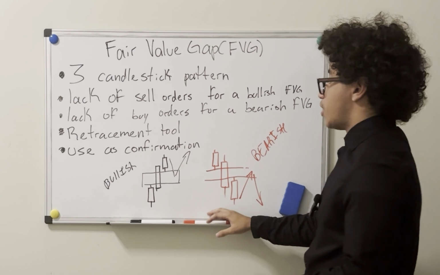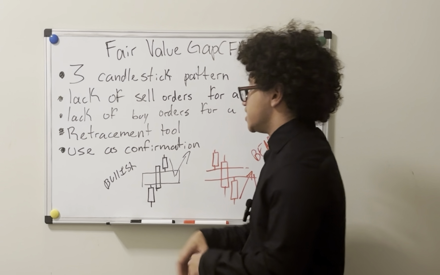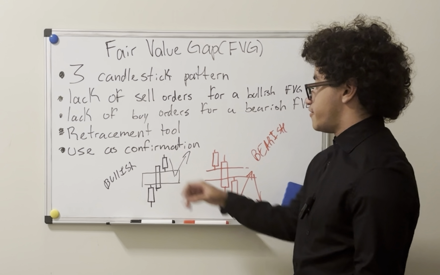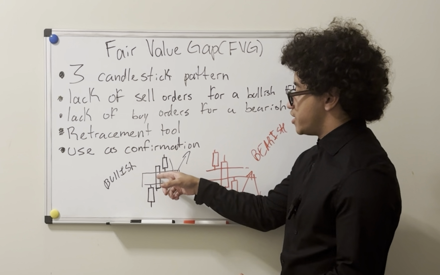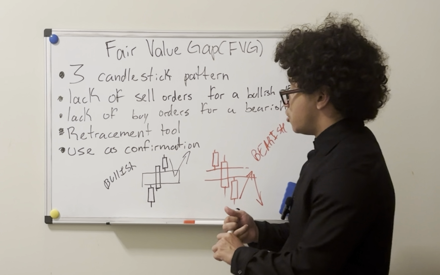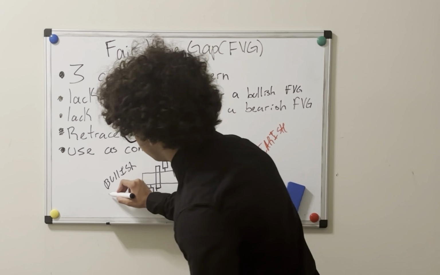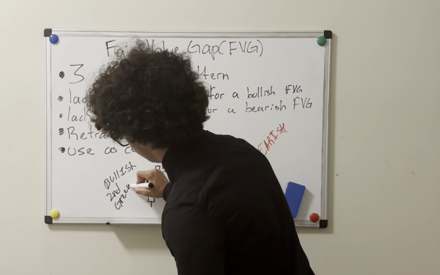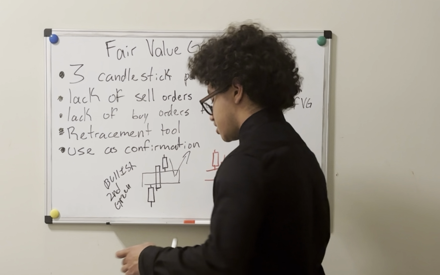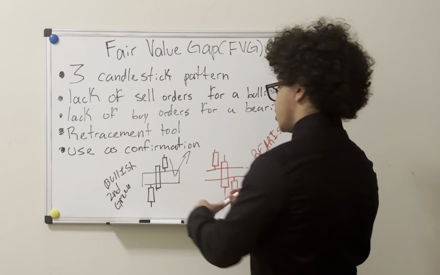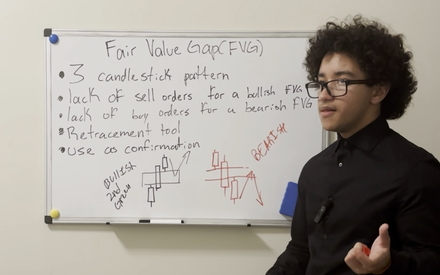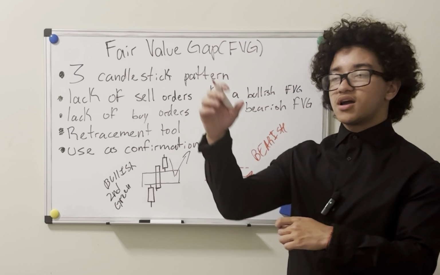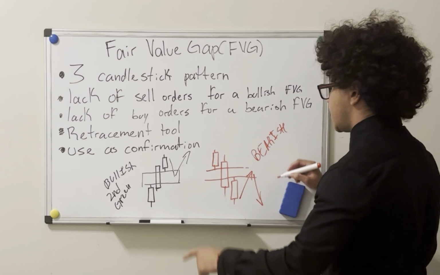All right, so how can this be used? This is mostly used as a confirmation tool, a confirmation that we're still going up. If we see a fair value gap on the bullish side with a green candle in the middle, to know if it's bullish or bearish, the second candle has to be green, or whatever color you use to signal that a stock went up.